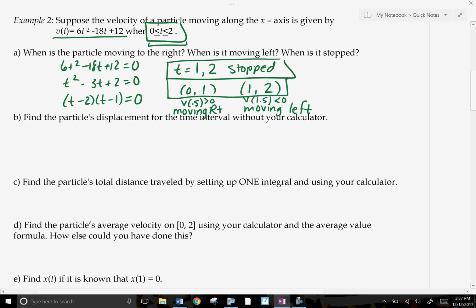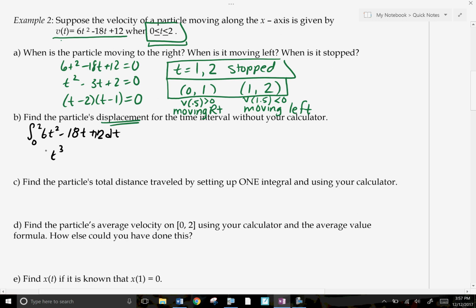Okie doke. Find the particle's displacement for the time interval without using your calculator. Okay, so we said displacement is the integral of velocity. So I want the integral from 0 to 2 of 6t squared minus 18t plus 12 dt. So I have to evaluate an integral. I'm going to take the antiderivative, plug in the bounds, and subtract.